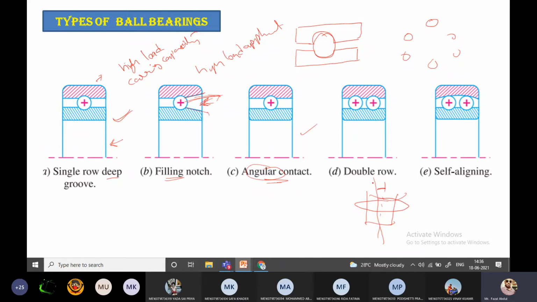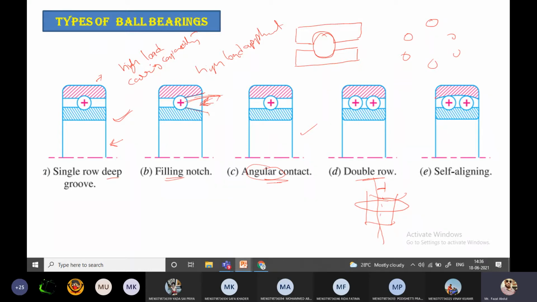And double row ball bearing. Double row is nothing but, here it is single row deep groove, so we are creating an extra additional row of recess for the inner and outer rings. So that is double row ball bearings. And self alignment bearing: in the angular contact bearing this deflection is possible only on one side, but here either side is possible. Self aligning means on both sides.